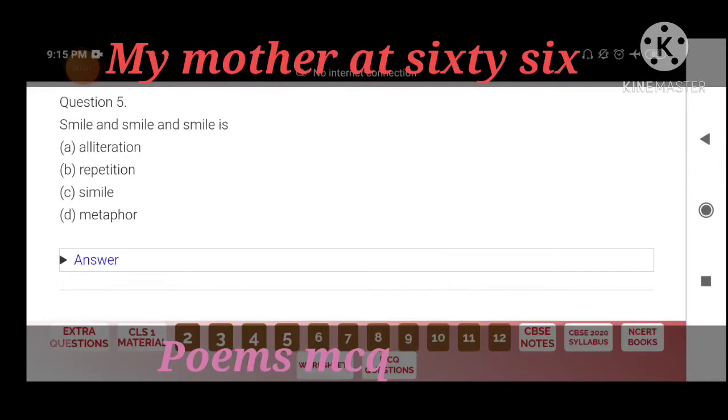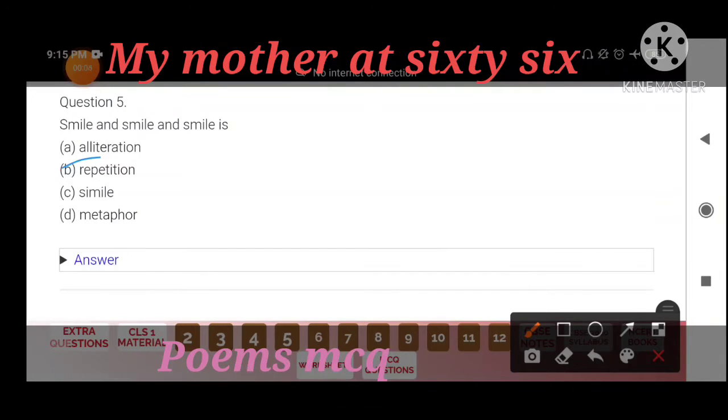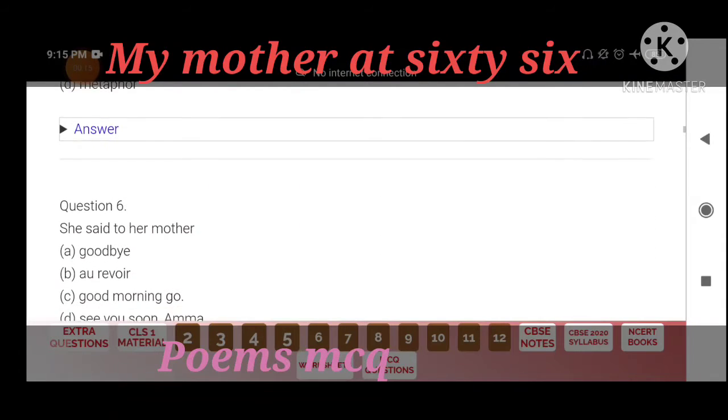Okay, question number 5. Smile and smile and smile is alliteration, repetition, simile or metaphor. So here we can see that smile and smile and smile is a repetition of the sound. So repetition will be our answer.